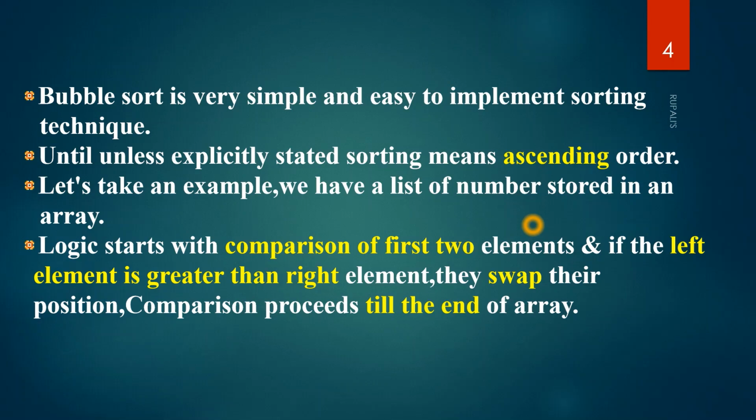Until and unless explicitly stated, sorting means what? Ascending order sorting. Let's take an example. We have a list of numbers stored in an array. The logic starts with comparison of the first two elements, and if the left element is greater than the right element, then swap their positions. Comparison proceeds till the end of the array.